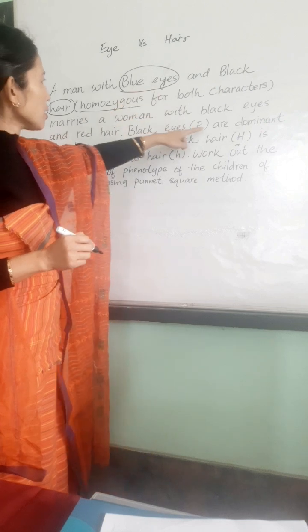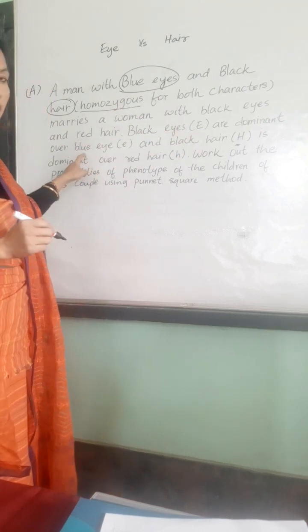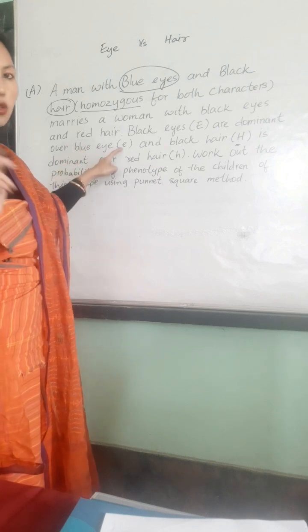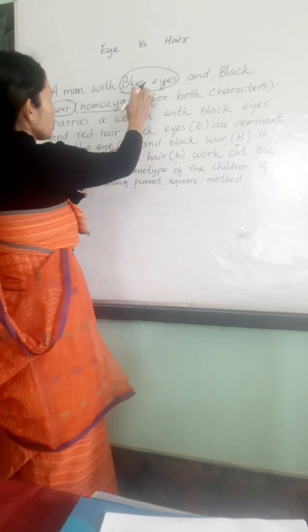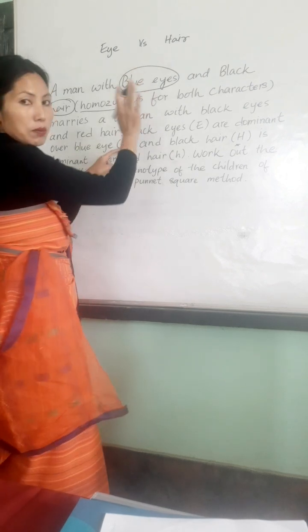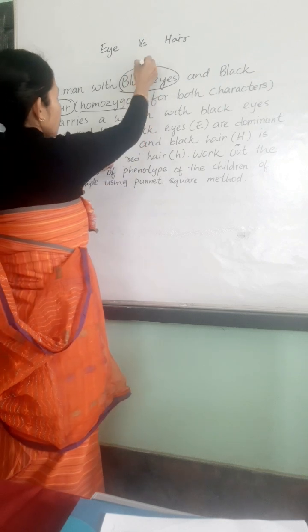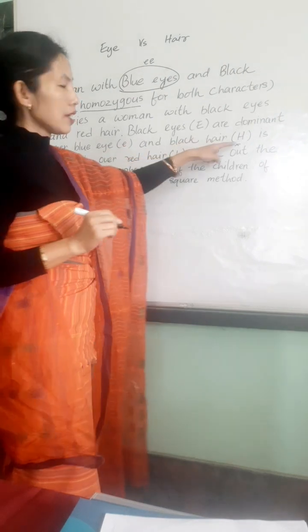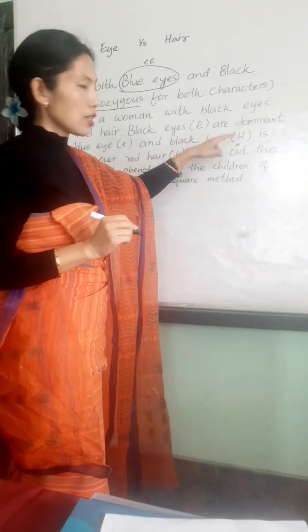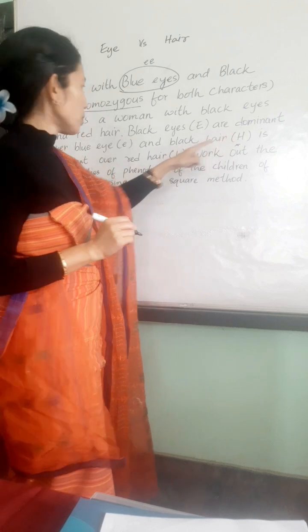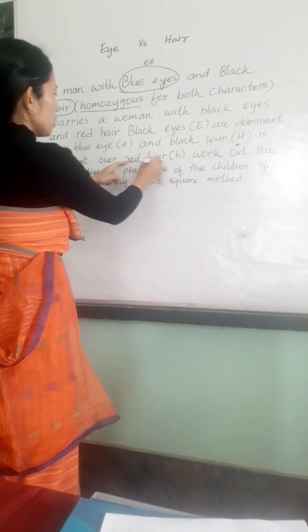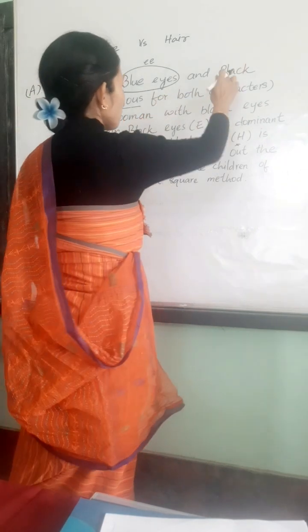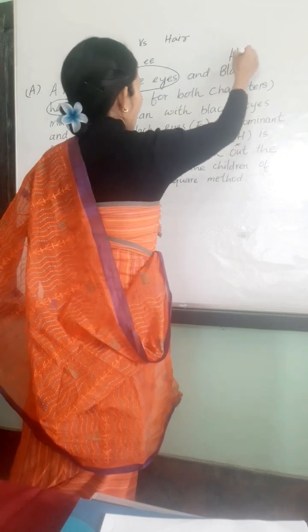Then what is blue eye? Blue eye is recessive to black eye, which means blue eye is denoted with small e. It is also mentioned in the question. So for eyes, let us denote blue eye with small e, and black hair with capital H, since black hair is dominant over red hair, which is denoted with small h. So for black hair it will be capital H and capital H.